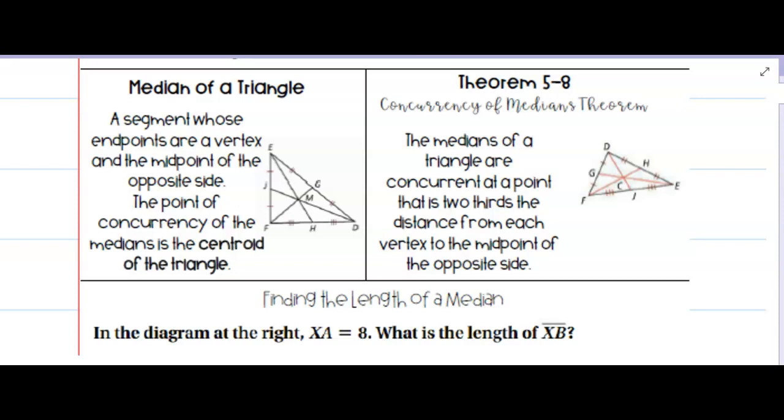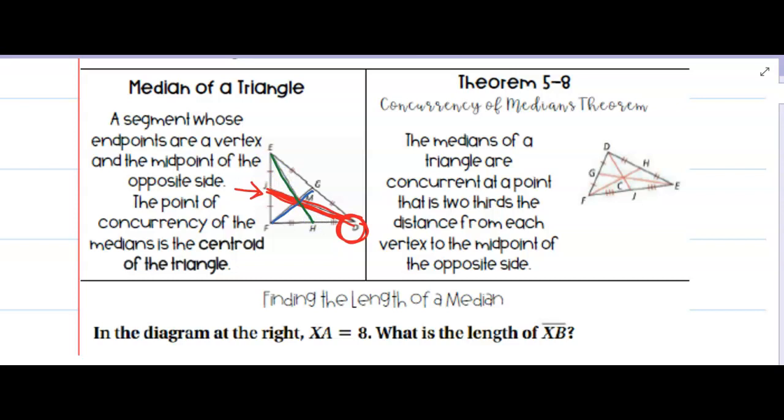So for example, one of the medians here in this picture could be segment JD because it goes from a vertex D to the midpoint of the other side, which is J, and I know that because it shows me that it's marked, that those two segments that it creates are the same. Another median here could be segment FG. Once again, it goes from a vertex to the midpoint of the opposite side. And then we also have segment EH, which is also the other median.